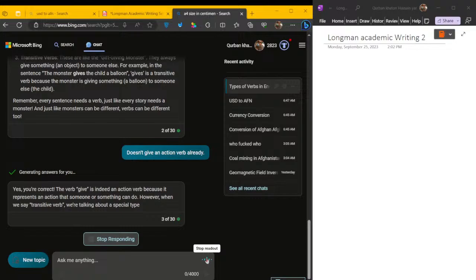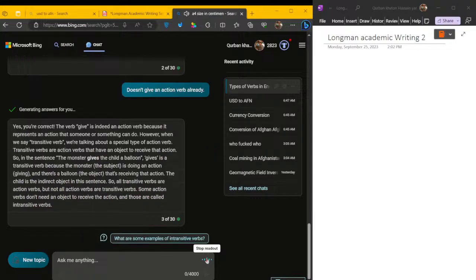The child is the indirect object in this sentence. So, all transitive verbs are action verbs, but not all action verbs are transitive verbs. Some action verbs don't need an object to receive the action, and those are called intransitive verbs. All right.